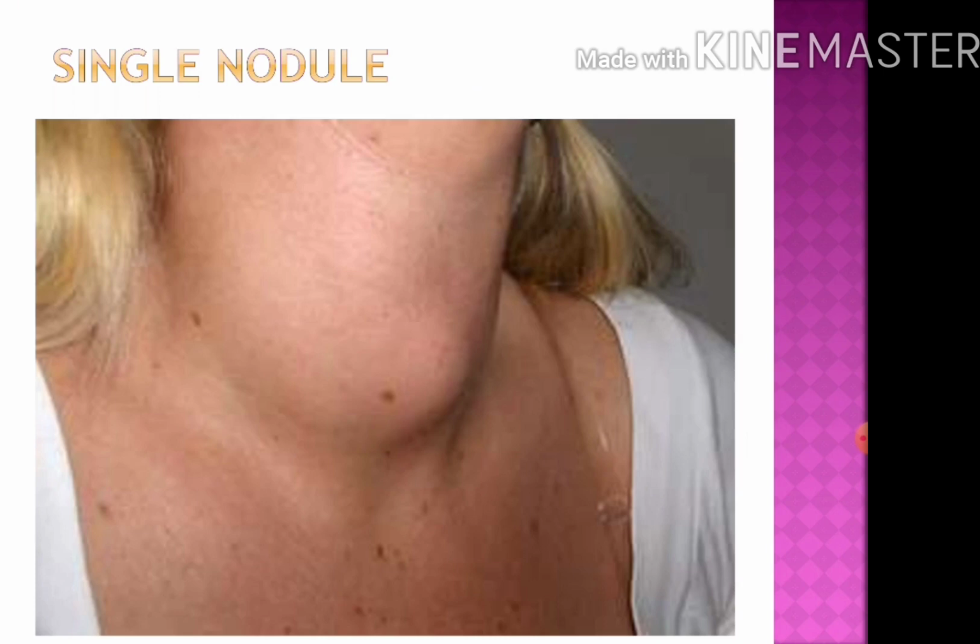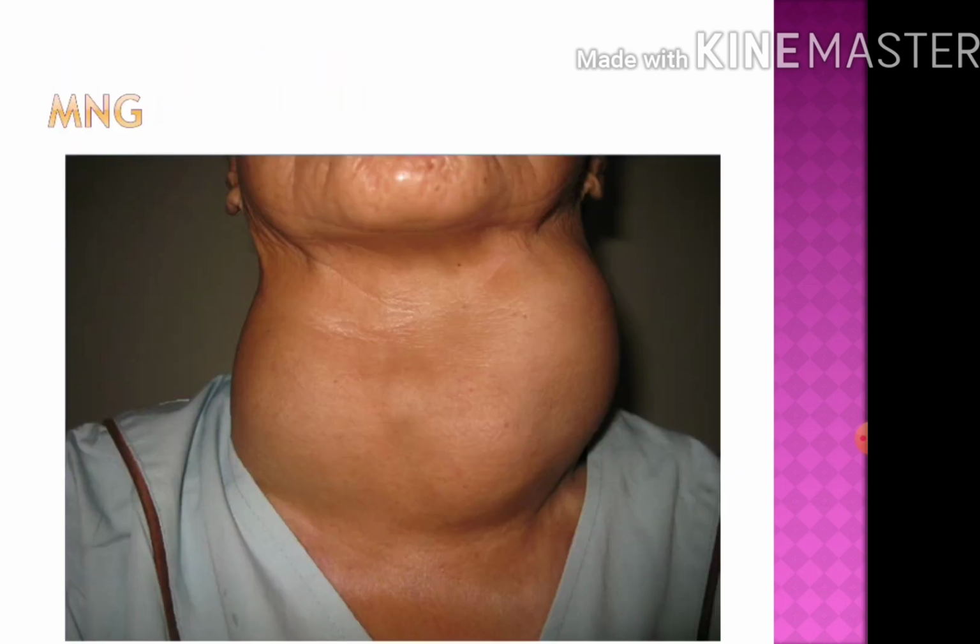This is an example of a single thyroid nodule. As you can see, this is a big thyroid nodule, which can be seen visibly by the naked eye. In most cases, it is painless and is noticed accidentally by neighbors or friends.